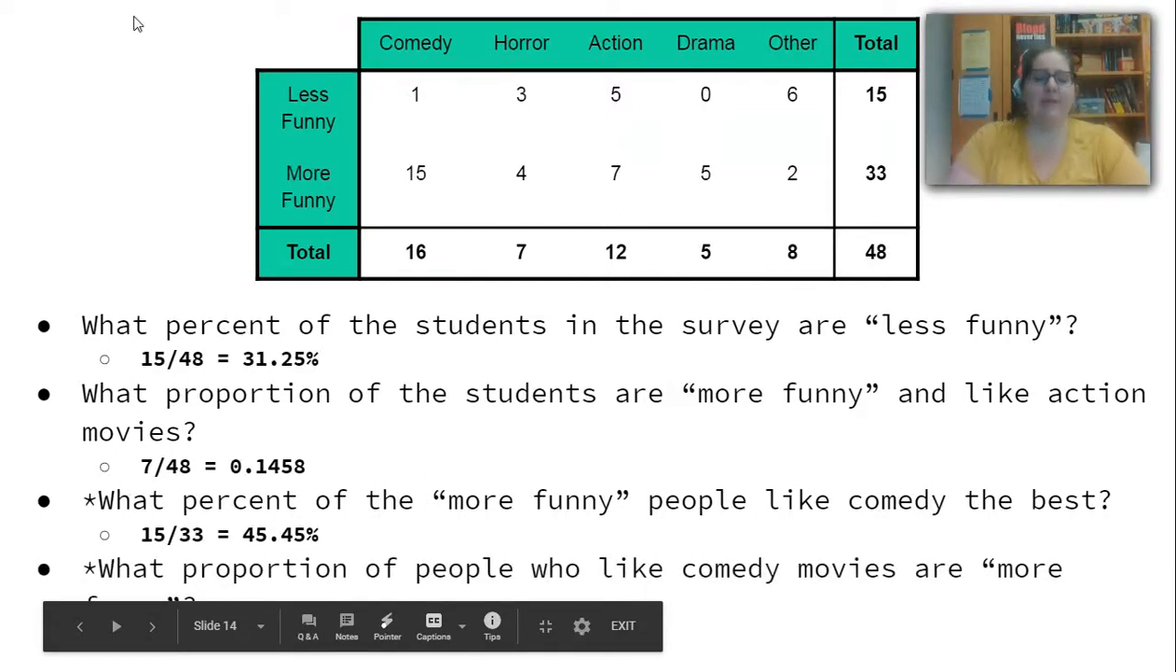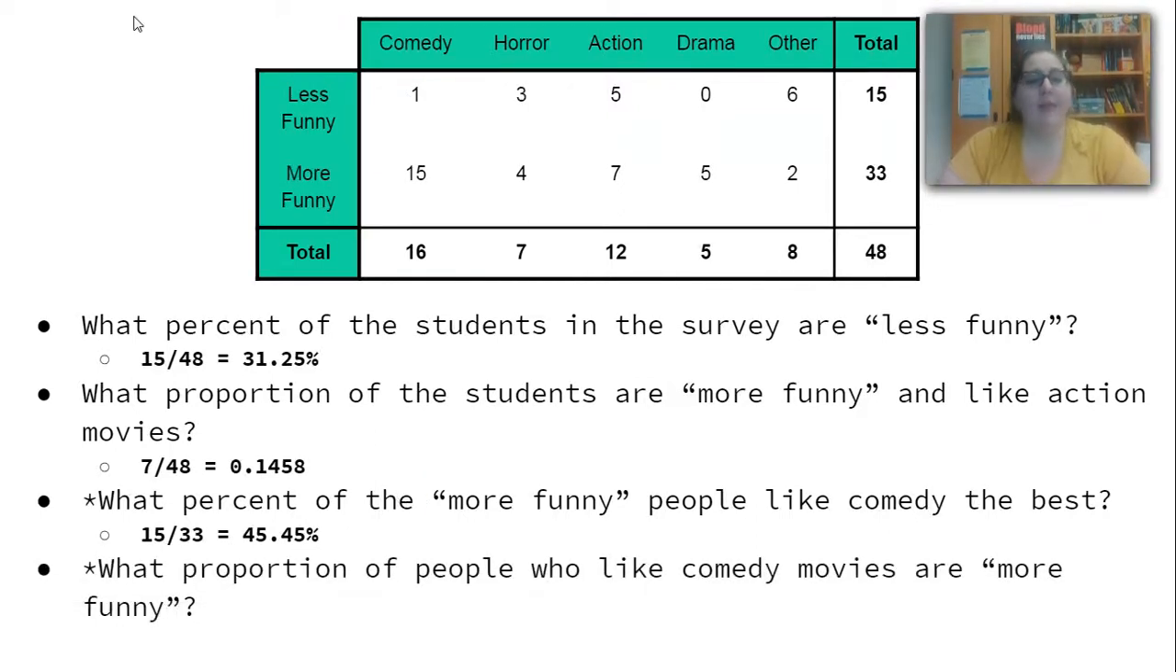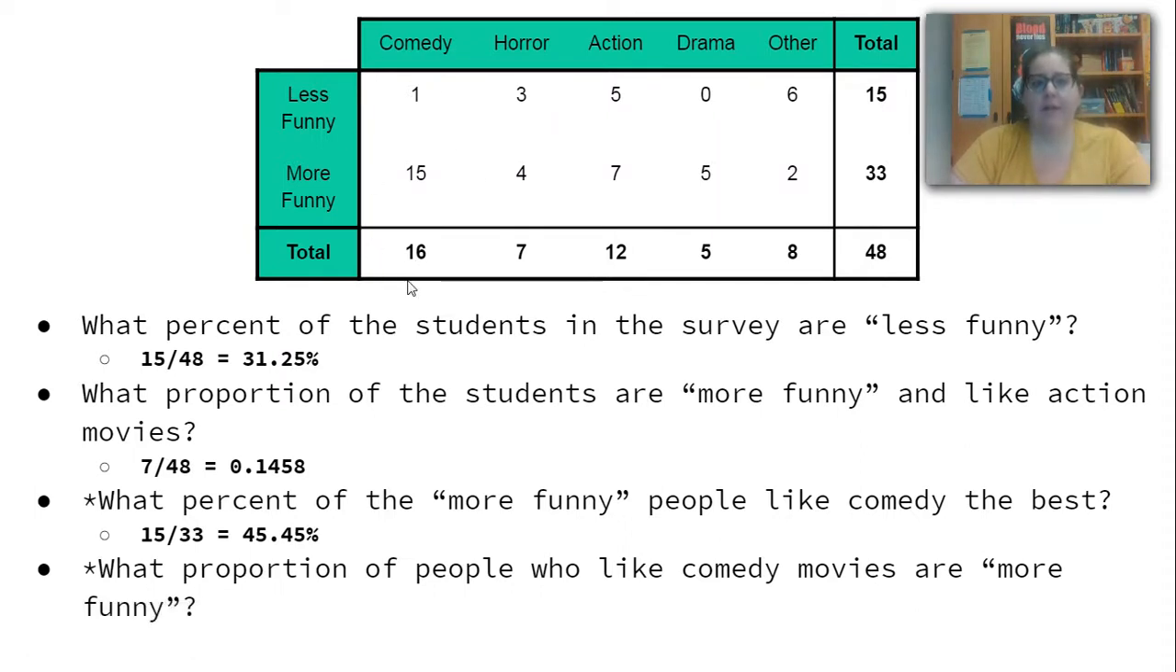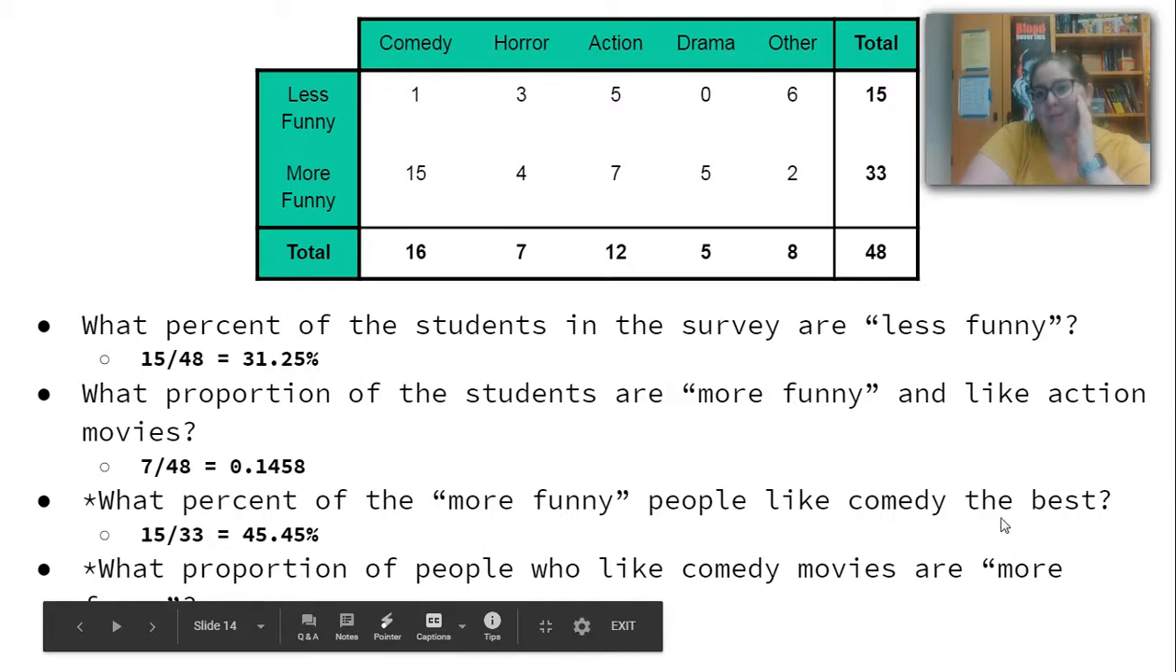And then last but not least, I could ask what proportion of people who like comedy movies are more funny. So of the people who like comedy movies, not of all the students, but of the people who liked comedy movies, which is 16, what percent of them categorize themselves as more funny? So of those 16 who liked comedy, 15 said that they were more funny. So 15 out of 16. So 0.9375, 93-ish percent, 94% of people who like comedy movies categorize themselves as more funny.